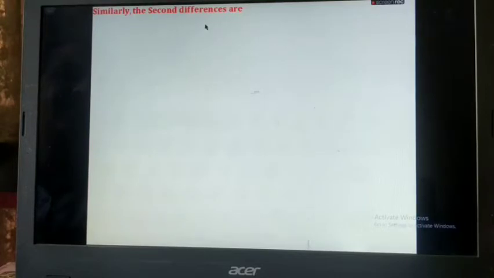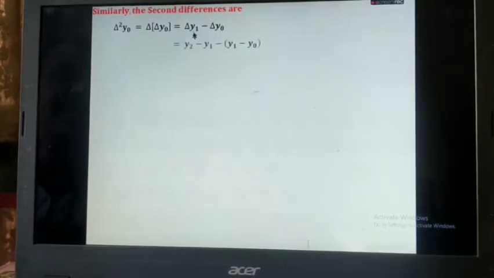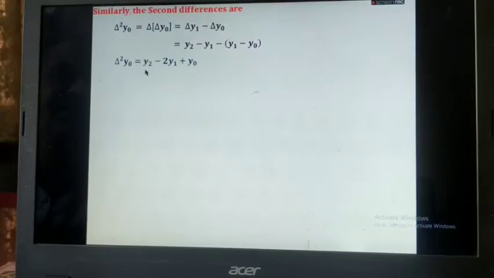Similarly, the second differences: delta square y0 is delta of delta y0, that is delta y1 minus delta y0, because delta y0 is y1 minus y0. Delta is applied, giving delta y1 minus delta y0. We know that delta y1 is y2 minus y1. Keep this minus as it is, delta y0 is y1 minus y0. So we have delta square y0 equal to y2 minus 2y1 plus y0.